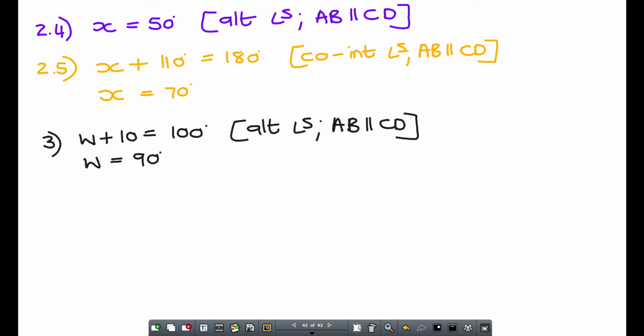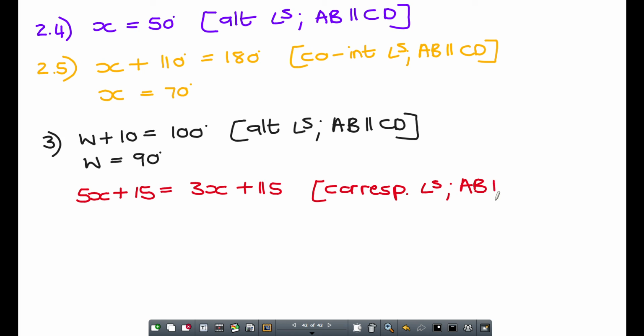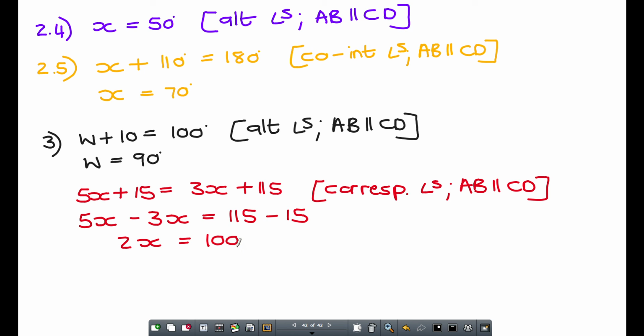Which means that 5x plus 15 will be equal to 3x plus 115. And because it's an F, we say corresponding angles. Again, AB parallel to CD. Now we've got to go and work out. So take the x's to the left, normal numbers to the right. So 2x will be equal to 100, which means that x will be 50.